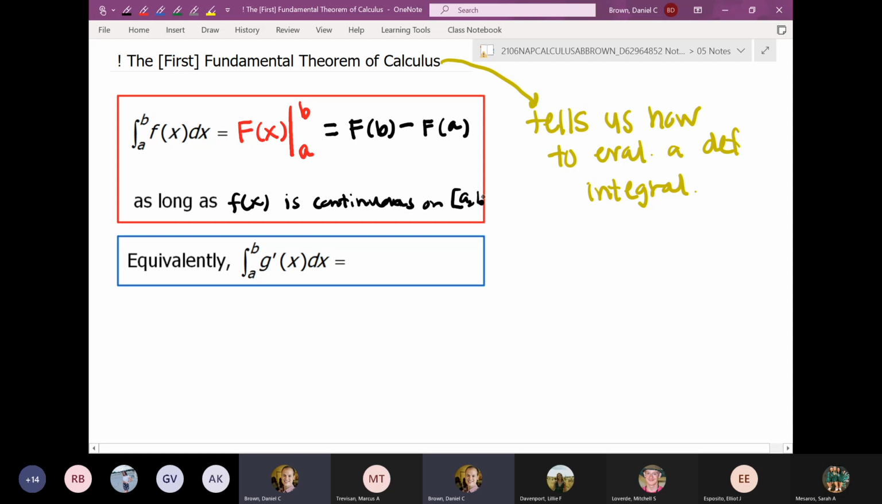on that interval from a to b, which for us in AB Calculus will always be the case. We don't really deal with the cases where it's not continuous until Calc 2 or Calc BC.